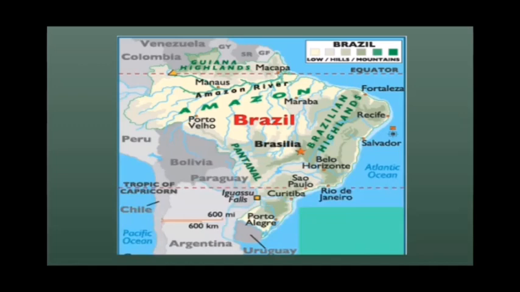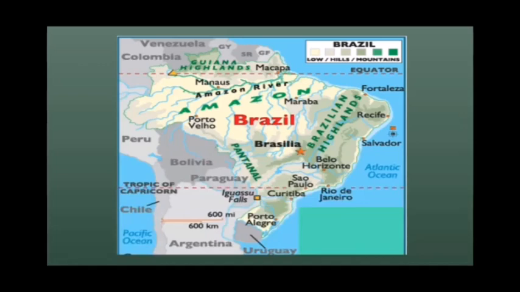So children, now we will try and understand the physiography of Brazil and see how similar or different Brazil's landforms are from India. You can see this physical map of Brazil in front of you. Through this, we will understand the various landforms of the country.